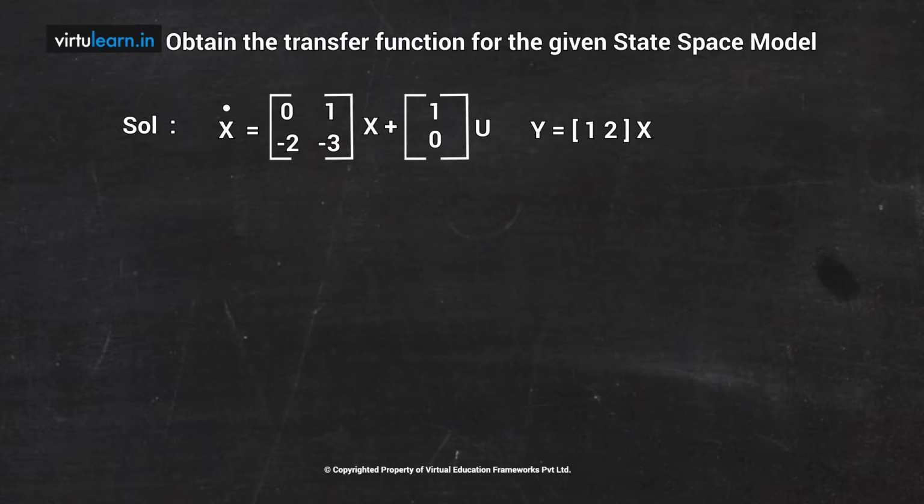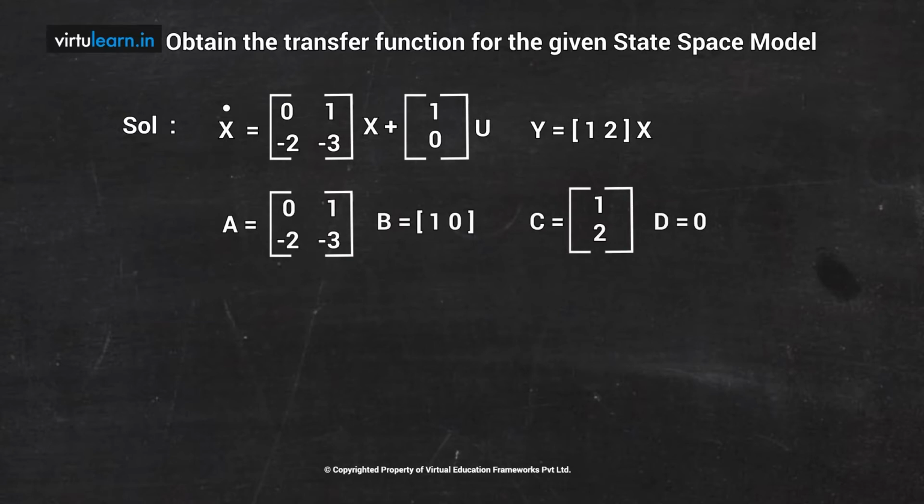So first of all, extract the ABCD matrices from this. The A matrix is very clear: it is [0 1; -2 -3], a 2 by 2 matrix. B is [1; 0], C is [1 2] and D is 0. So once the matrices are available, it is only substitution in the formula. The transfer function formula, we know, is Y(s) by U(s) equal to C (sI - A) whole inverse B plus D. D is anyway 0, so first we will find (sI - A) whole inverse, then we multiply by C and B. Now let us see how to calculate sI - A.